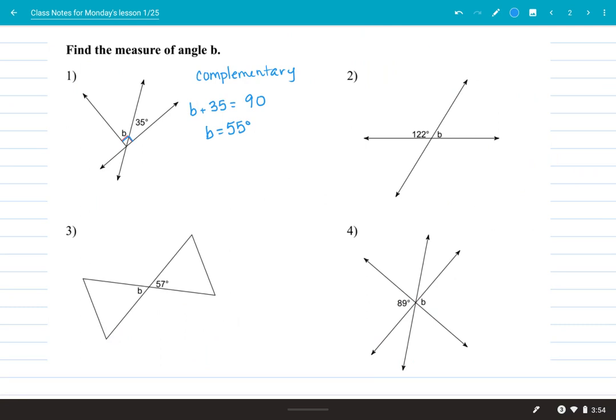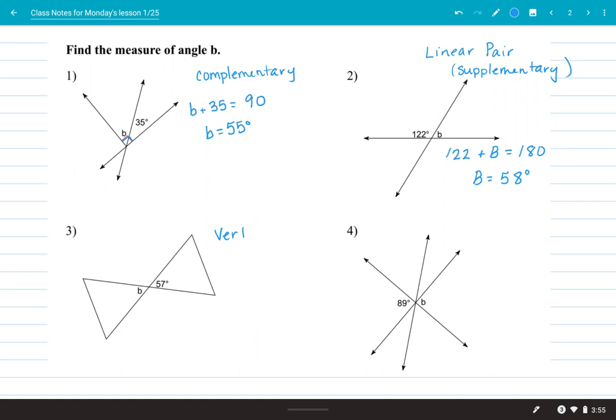Now the next one, this one would be linear pair. That's the more formal name. We also know it is supplementary. So with this one, we can go 122 plus B equals 180. And I know you can solve it. And usually I like to make my B's capital because my B's look like 6s sometimes. So 58 degrees. The next one, these are across, and see how it looks almost like a bow tie.